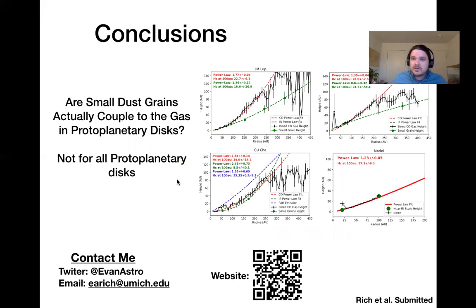So in conclusion, our original question: are small dust grains actually coupled to gas in protoplanetary disks? It's not necessarily clear. It's definitely not true for all protoplanetary disks. Objects like CU Cha, that's a very valid assumption to make. But for objects like IM Lup and HD 163296, we do see a divergence as a function of radius. So more observations are necessary. More rigorous modeling is absolutely necessary.